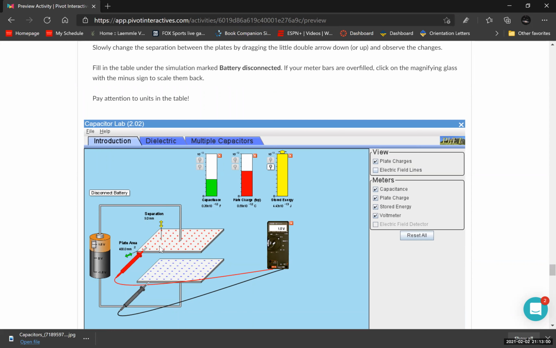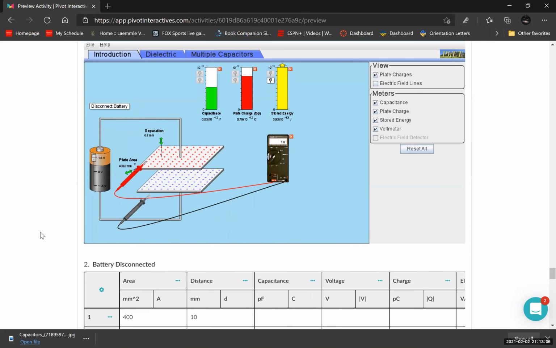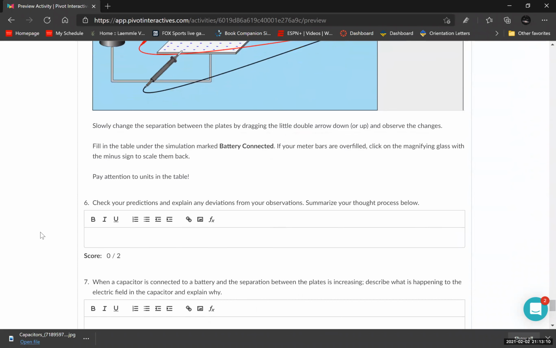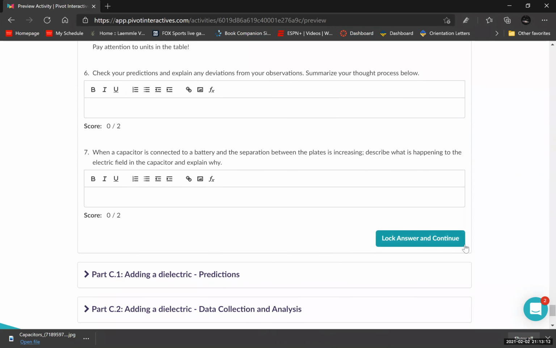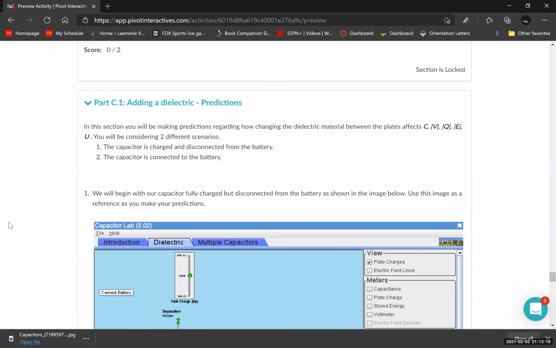Okay. And then you want to see what happens to the capacitance when you're changing the distance between the plates. Again, write down the observation, the measurements, and pretty much answer some of those questions. All right, so once you're done with that, you go to the next one, which is adding dielectric.